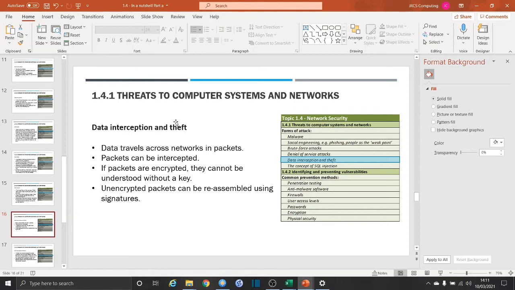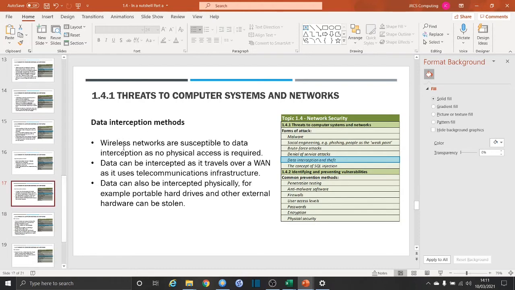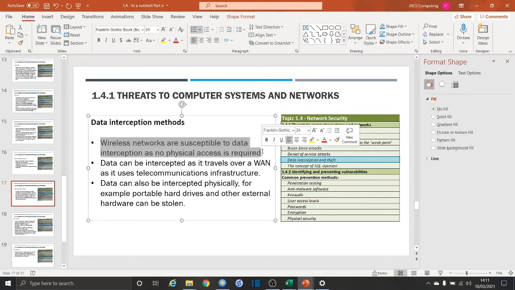Yes, they can be encrypted, but that's not always impossible to decrypt. Sometimes they're not encrypted, and so other things like that. So your data can be intercepted across networks. Obviously, wireless networks are more susceptible because it's in the air. But it's also susceptible for WAN.